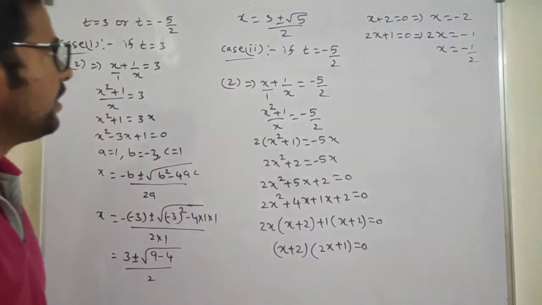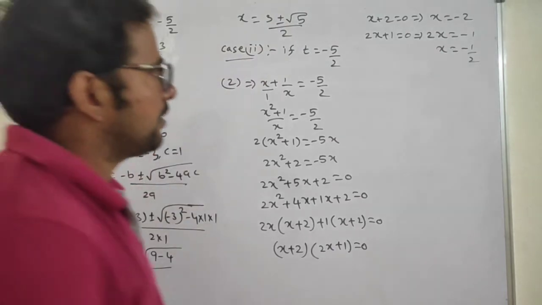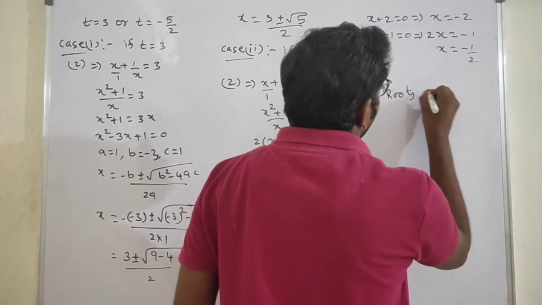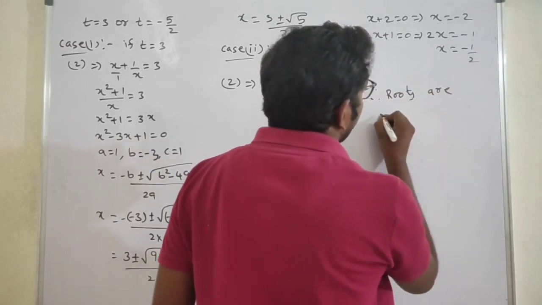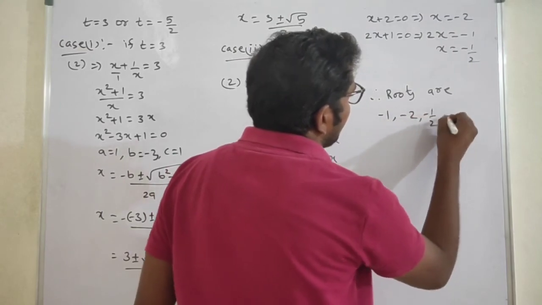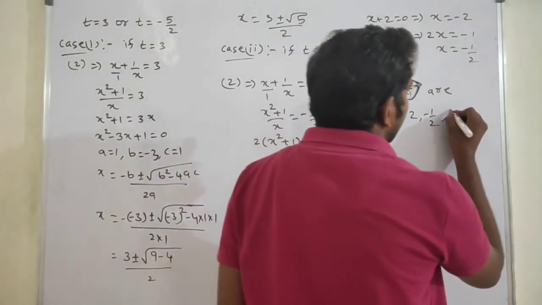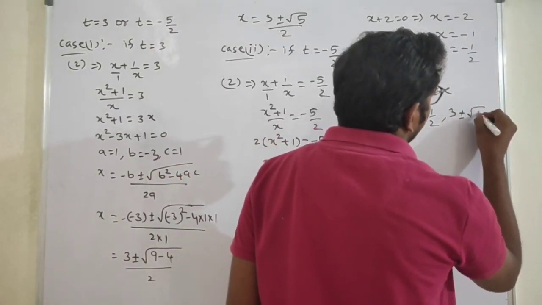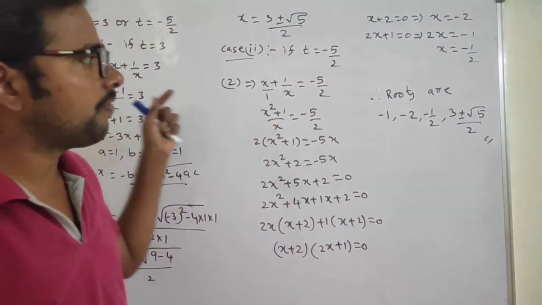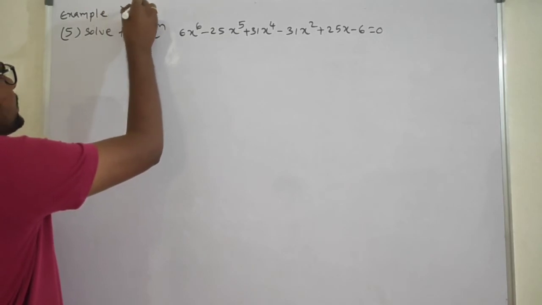Therefore the roots are, from case 2, minus 2 and minus 1 by 2, and from case 1, 3 plus or minus root 5 by 2. These are the roots. It is a fifth degree equation, therefore we will get 5 roots. Example 5. This is a very important 7 marks question.